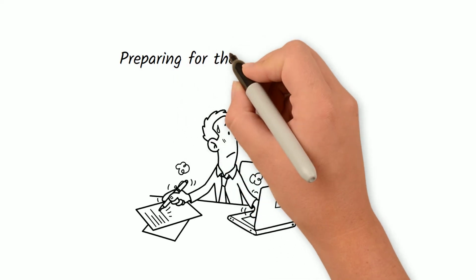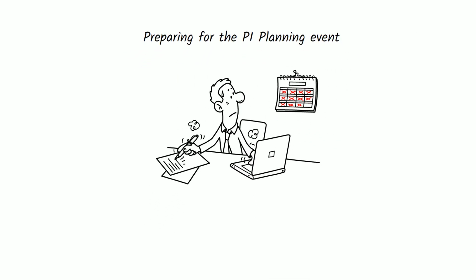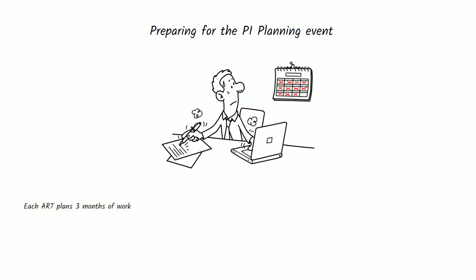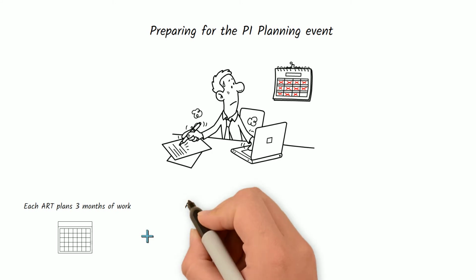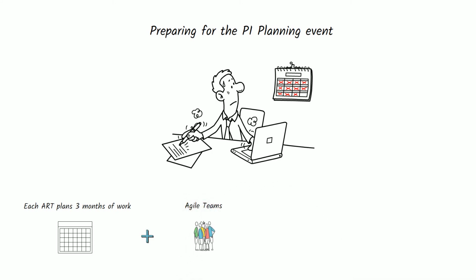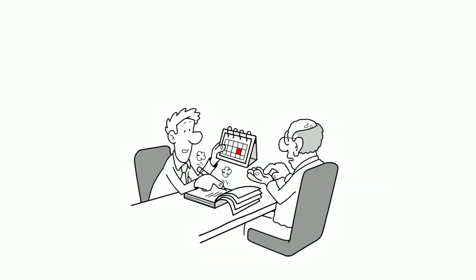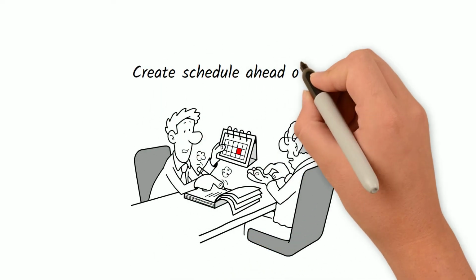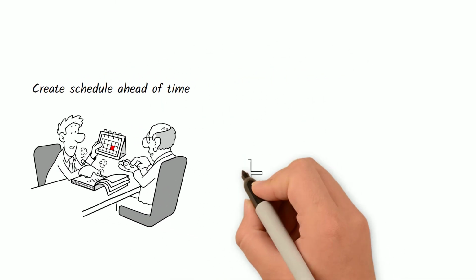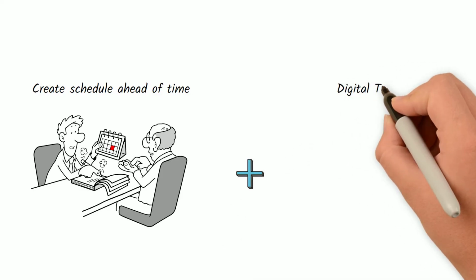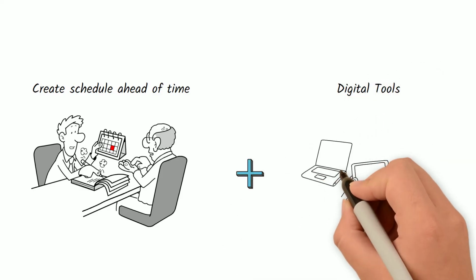Next, we need to start preparing for the Product Increment, or PI planning event. This is the event where each RT plans 3 months' worth of work with all the agile teams from the ART, stakeholders, and any other dependent teams. One of the most important steps for preparing for the PI planning is to create the schedule for the 3 days PI planning event and invite everyone ahead of time. You also want to prepare any tools we might need to facilitate the PI planning event.